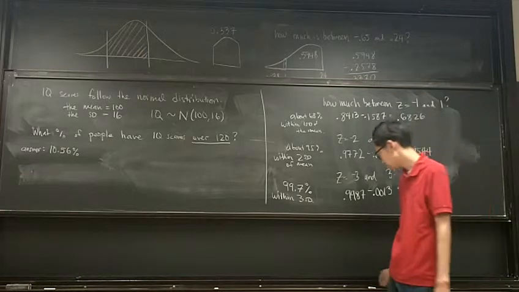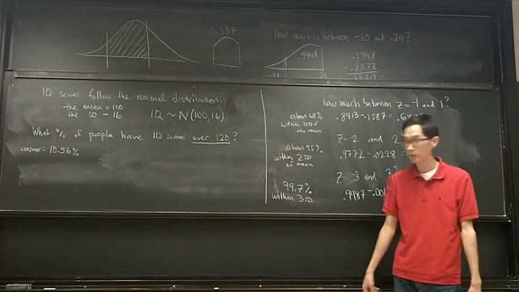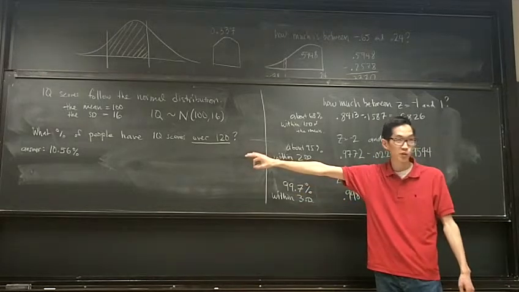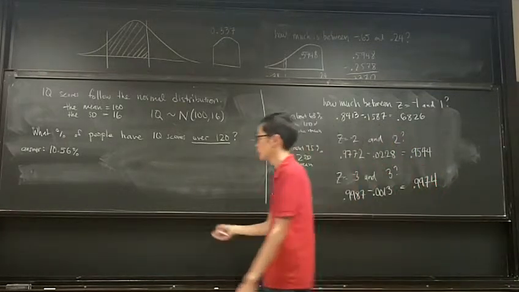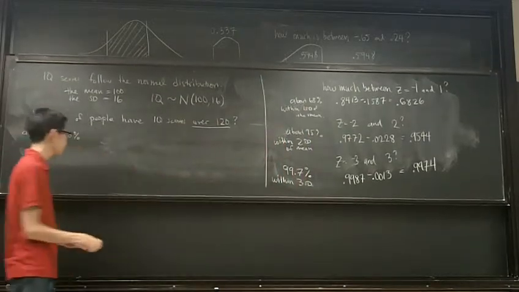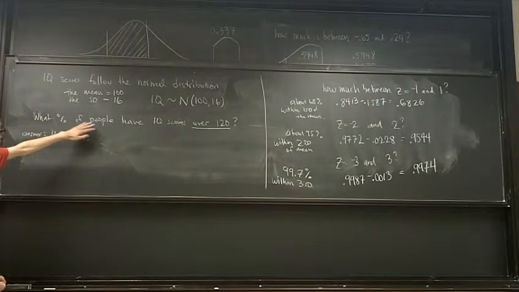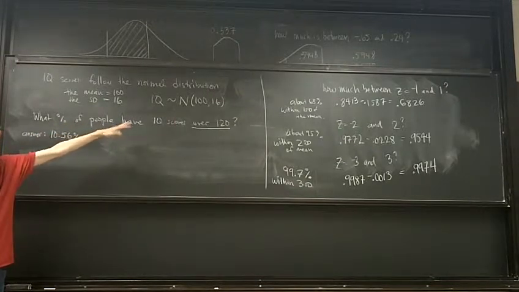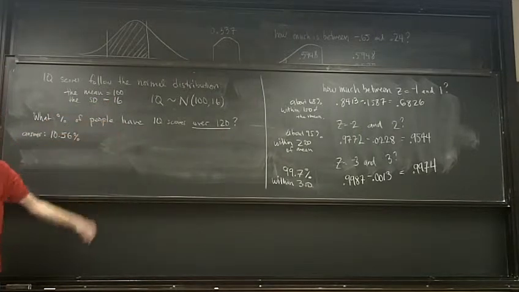All right. Did you guys get an answer? Did you guys get 0.1056? Good. All right. So let's solve this for those of you who didn't get 0.1056. It says what percentage of people have IQ scores over 120? And it says the mean is 100 and the standard deviation is 16.